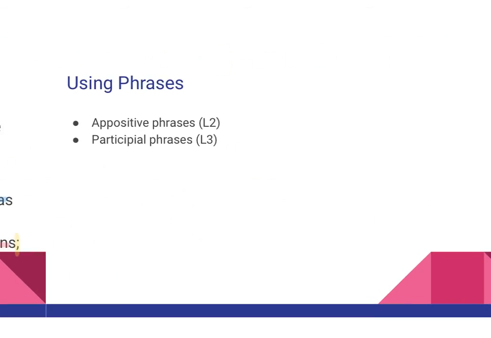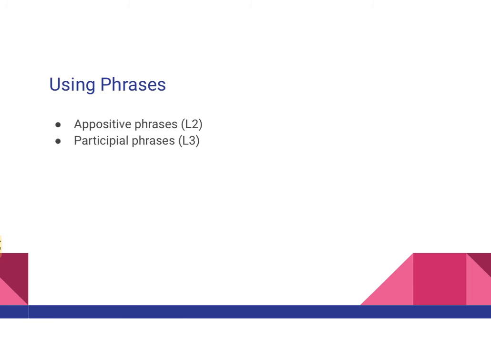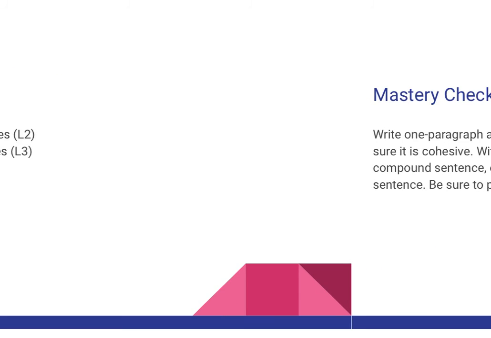So another way to vary your types of sentences is using phrases, like appositive phrases and participial phrases, and you will be getting into that in your next two lessons.